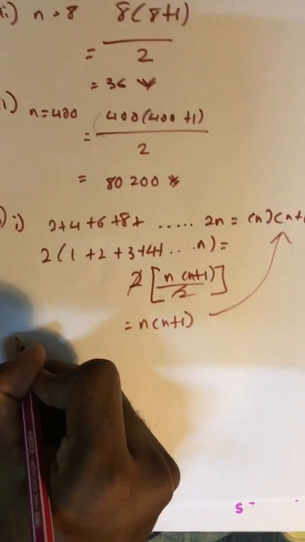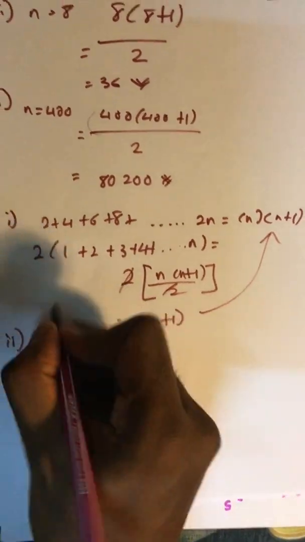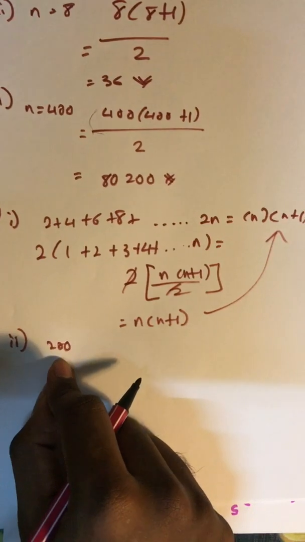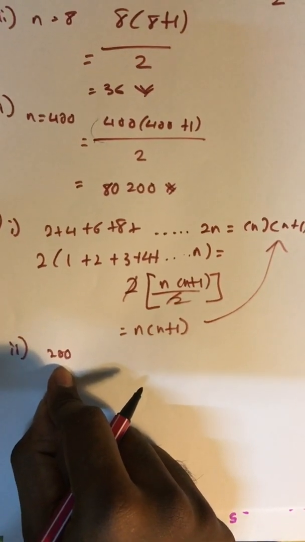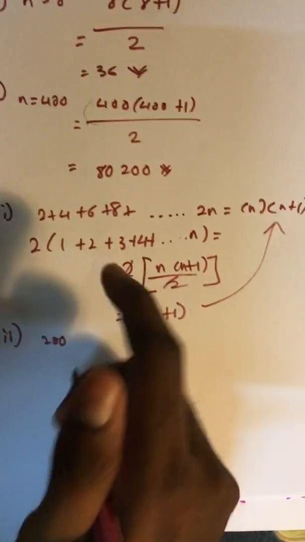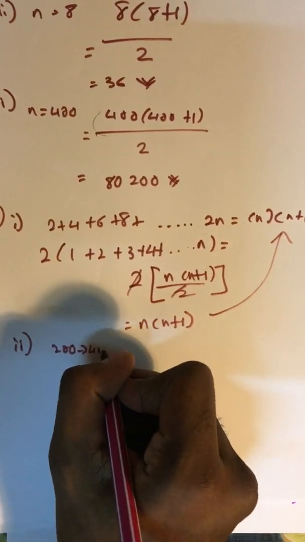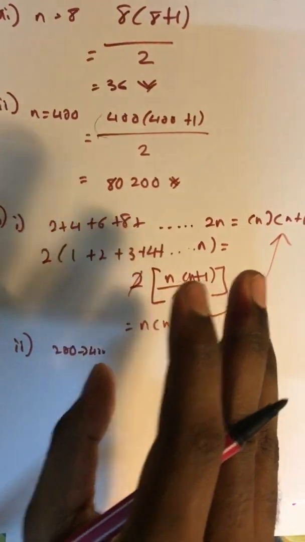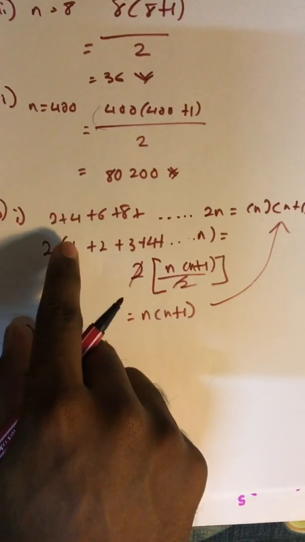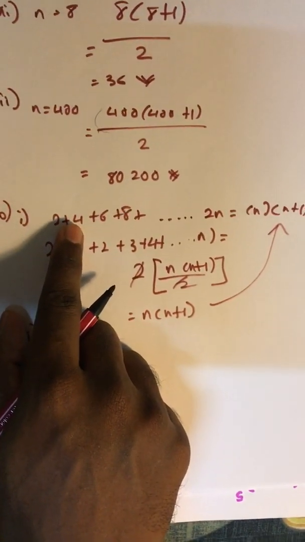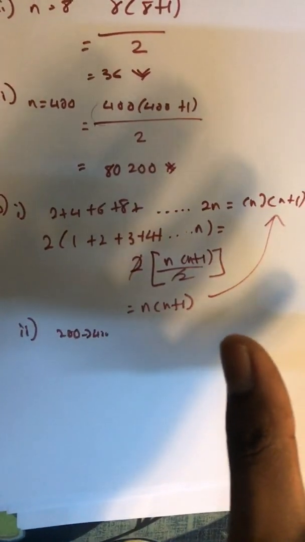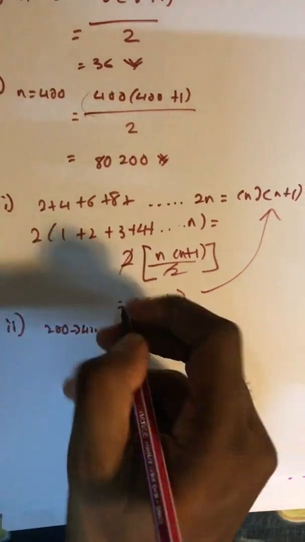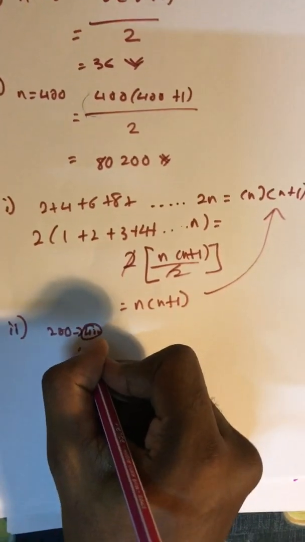Now for B2, they ask to find the sum of the first 200 even numbers. Okay, this time I won't make a mistake. They want the first 200 even numbers. First 200 even numbers means we are going all the way to 400, correct or not? That means our last even number must be 400. Those of you who don't understand why, the first even number is 2, the second even number is 4, so by the time you reach 100, it's the 50th. For the first 200 even numbers, our last even number will be 400.